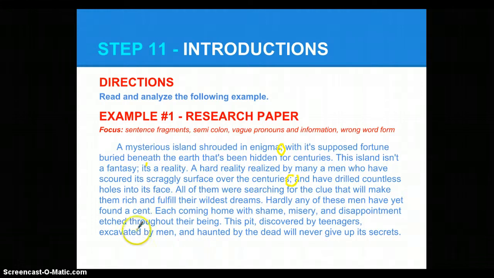This pit, discovered by teenagers, excavated by men, and haunted by the dead, will never give up its secrets. Now, this is great, but we don't know what this mysterious island is, and we need a little bit more specific information. They did a good job leaving us with some mystery, some questions we want answered. However, they need to be a little bit more specific.